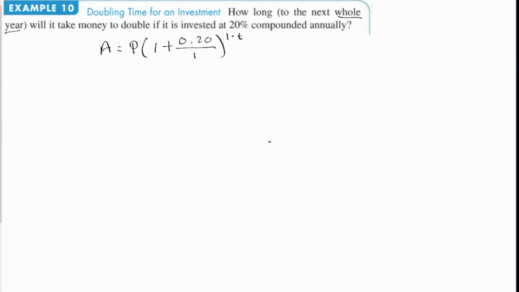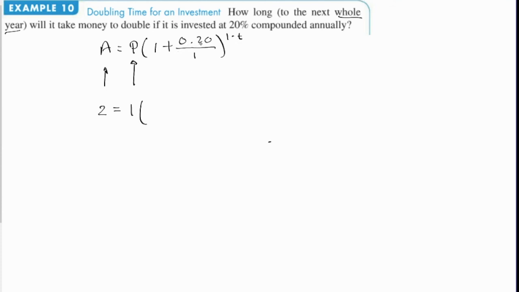So since it's compounded annually, that means it's compounding once per cycle. So we can say we want to double our investment. That means I want my output for A to be twice as much as my input for P. So let's just make these the simplest numbers. Invest $1, get out 2.